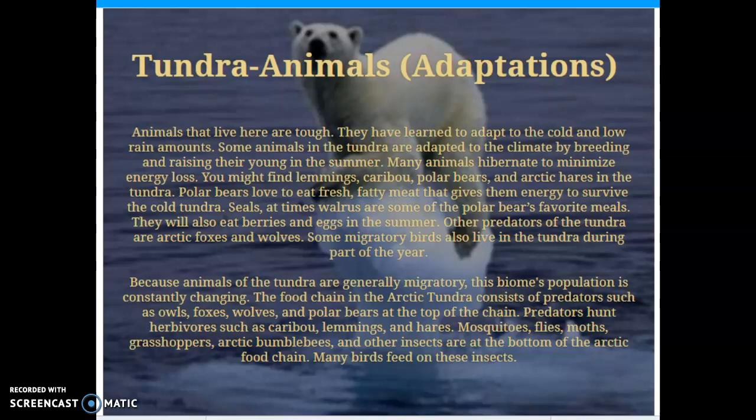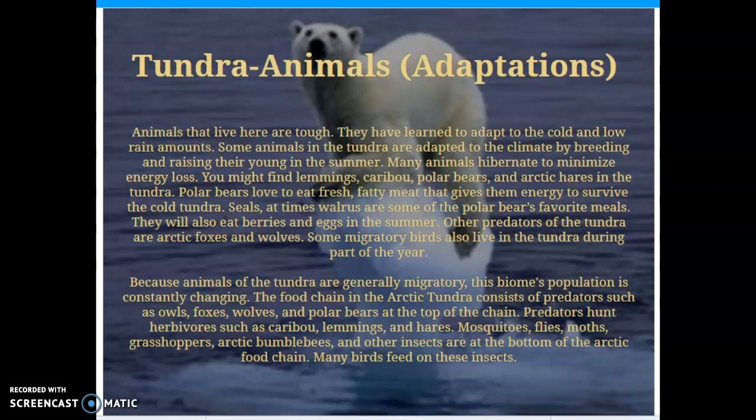You might find lemmings. Who's ever heard of lemmings before? Oh, yes, y'all are in for a treat today. Caribou, polar bears, and Arctic hares are in there, and we'll see some of those. We'll see the Arctic fox, we'll see the polar bear, and some other animals that are in the Arctic when we go to the zoo in a couple weeks.